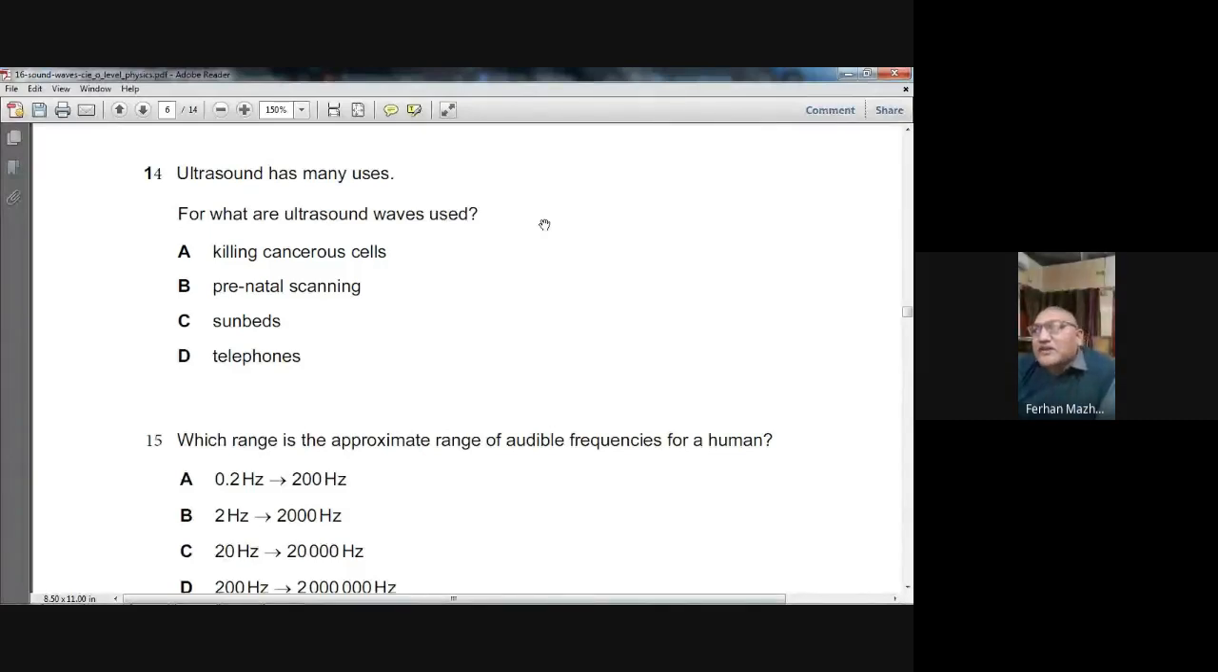You know, the mothers who are pregnant, the doctors perform prenatal scanning using ultrasound, and they get the image of the baby in the womb. Understand? Yes, sir, I understood. From the name it had implied that it was something else.